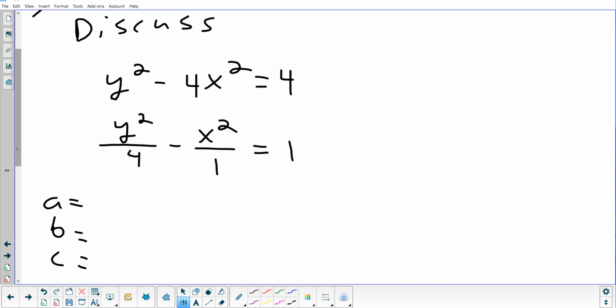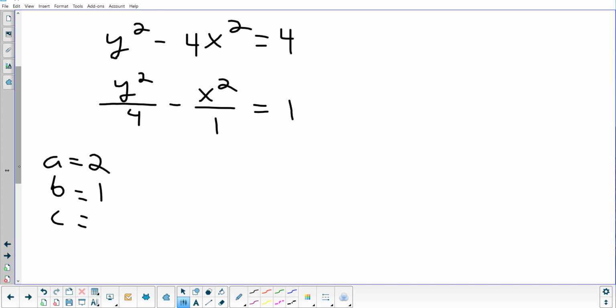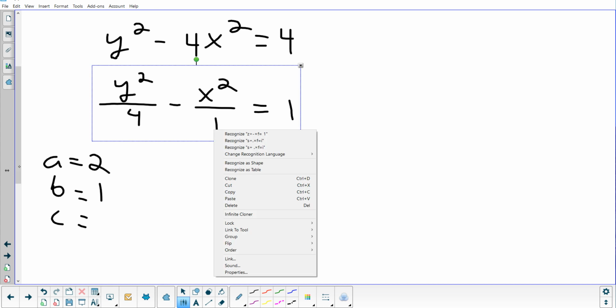Jack, what's a in this case? 2. Yep, square root of the bigger number. Eli, what's b? 1. It's the square root of the smaller number, which square root of 1 is still 1. And c is the square root of a squared plus b squared. 4 plus 1 gives me 5. Take the square root.